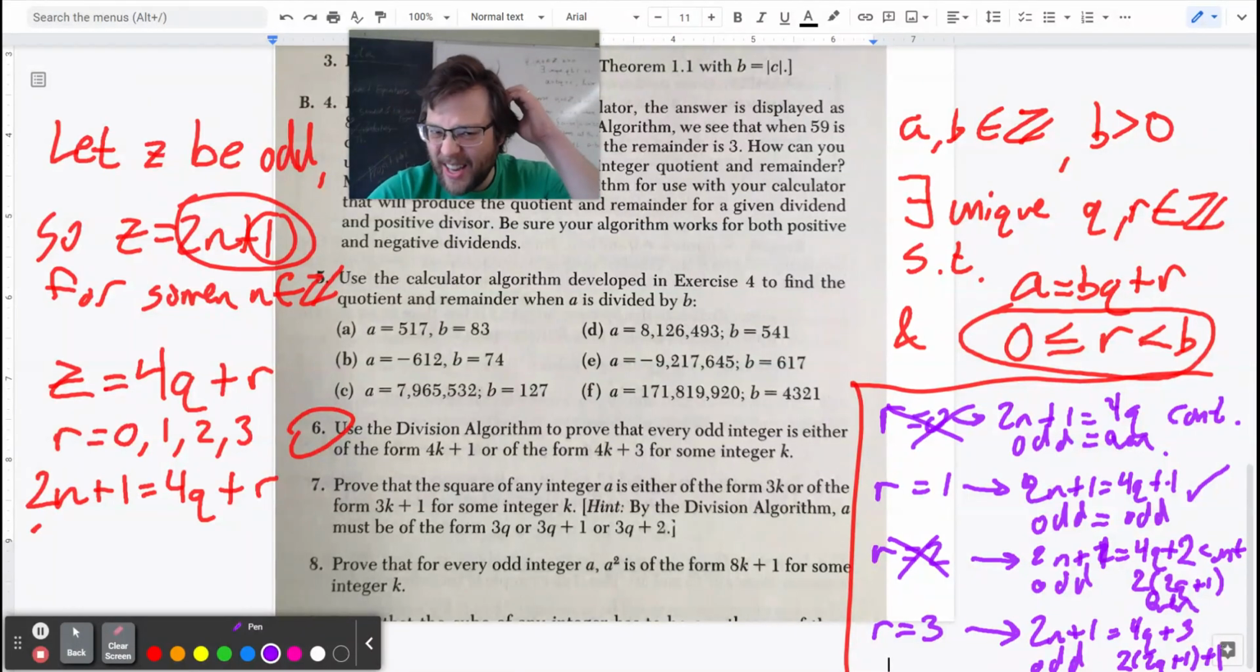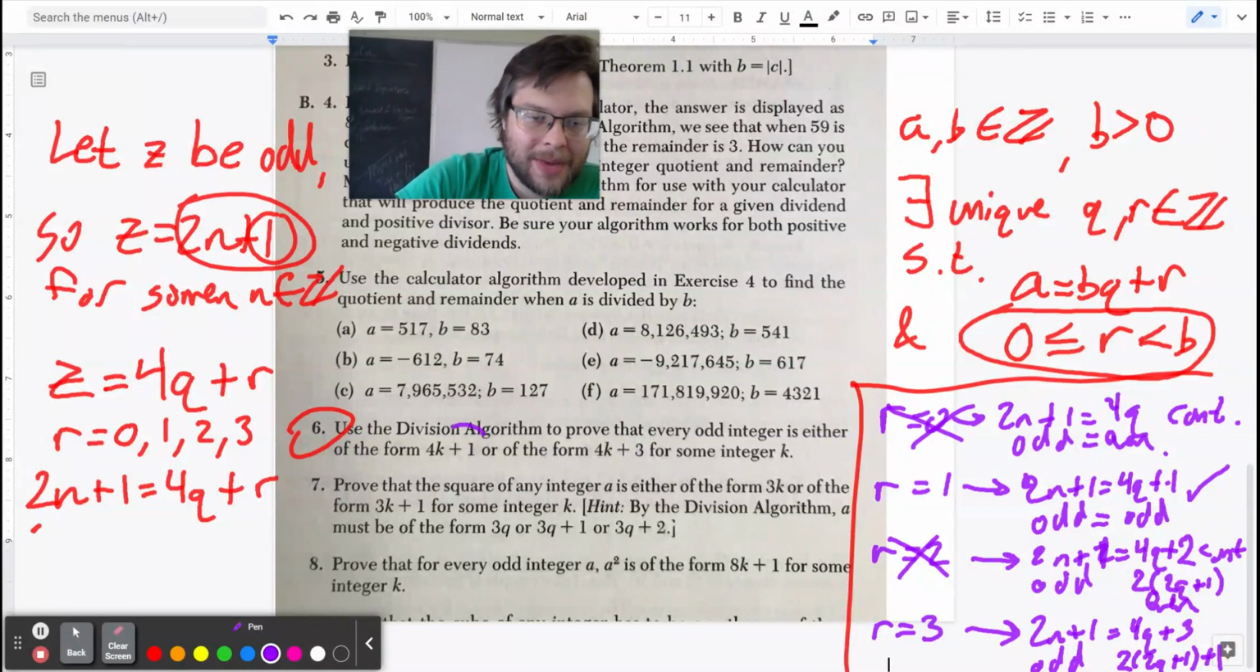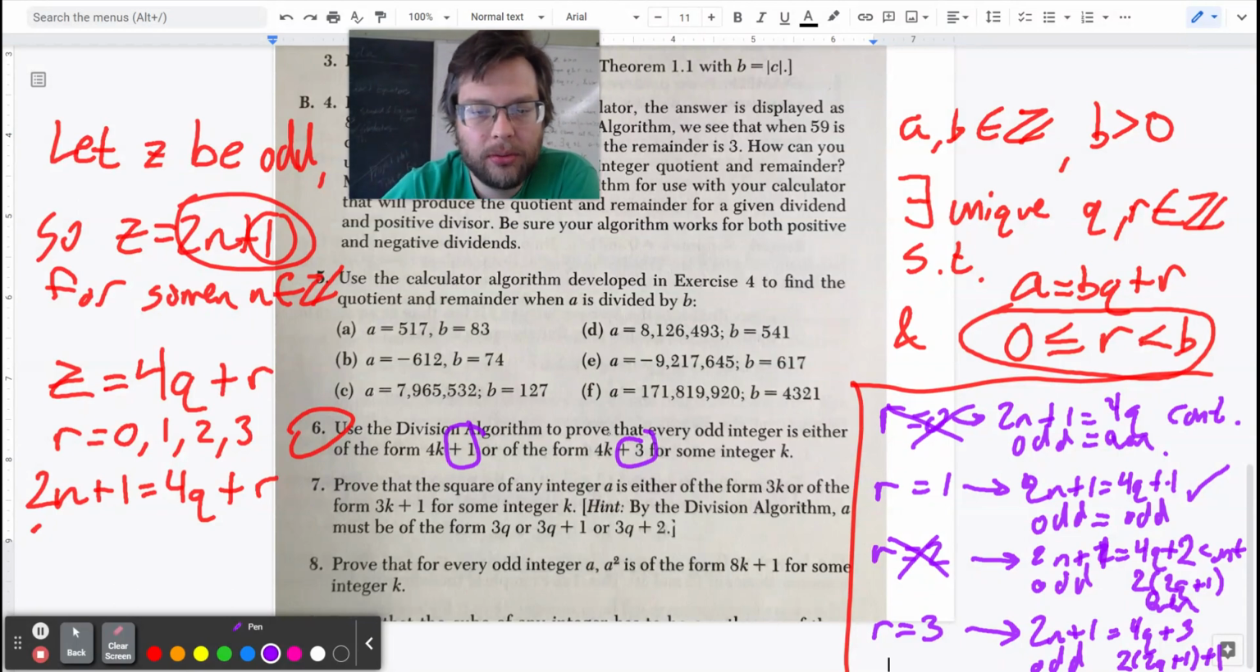There might be a more elegant way to do it rather than running through the 4 different cases. But the key idea here is that the division algorithm restricts the different remainders to be 0, 1, 2, or 3. And the only ones that are odd are the plus 1 and the plus 3.